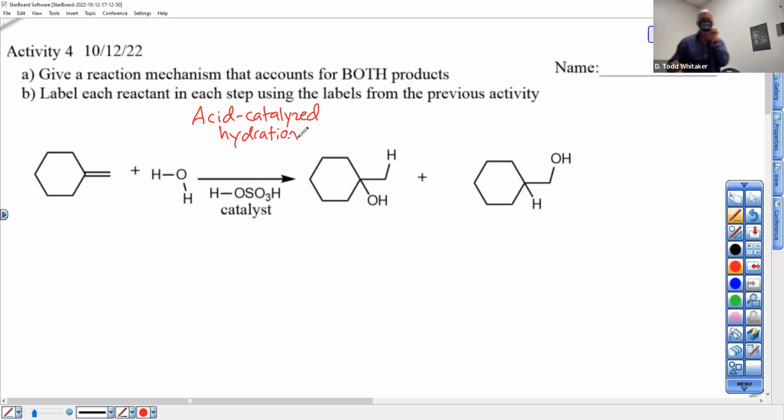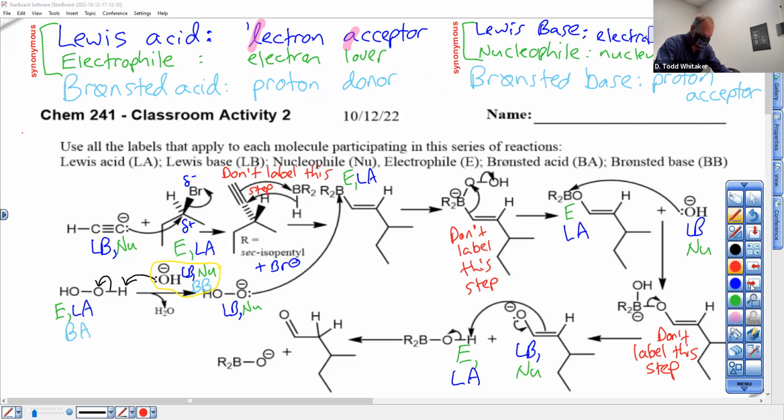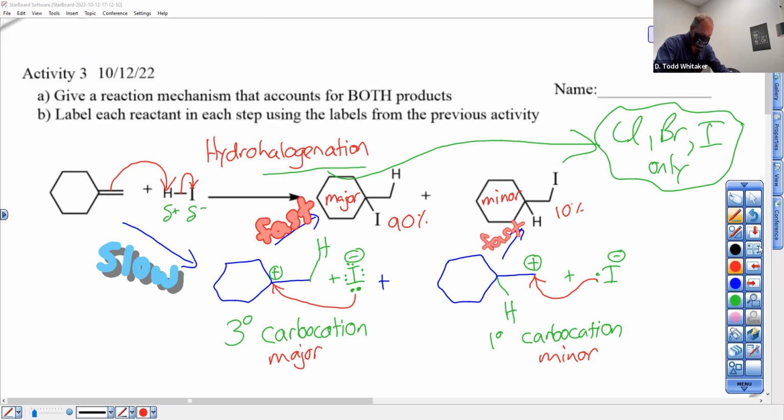And if you remember in our previous reaction, the first step was the reaction of the alkene with a strong acid. Oops, I had it right there. You know what I should have done? Should have had 2 copies of this for you. That's okay.